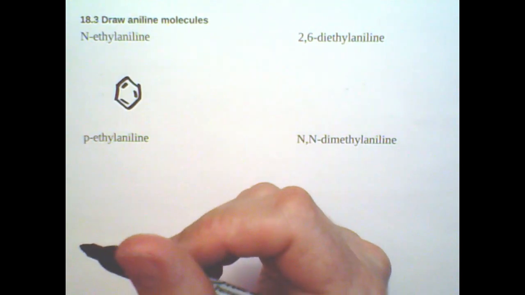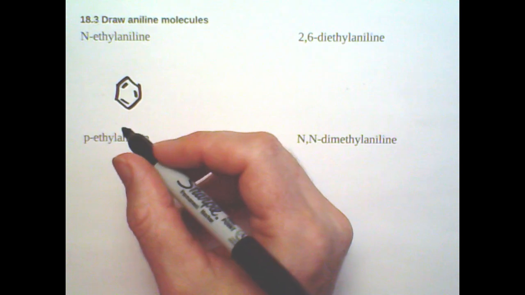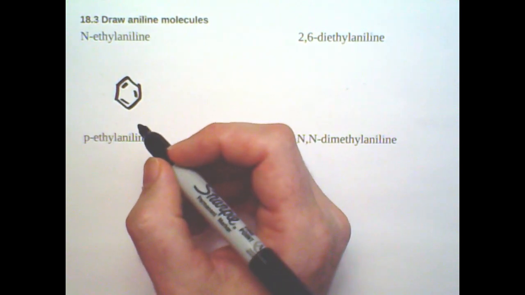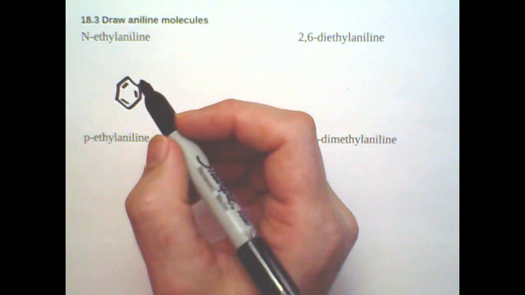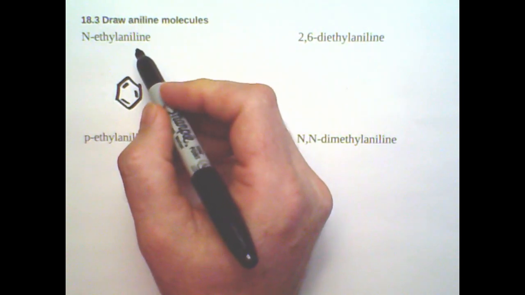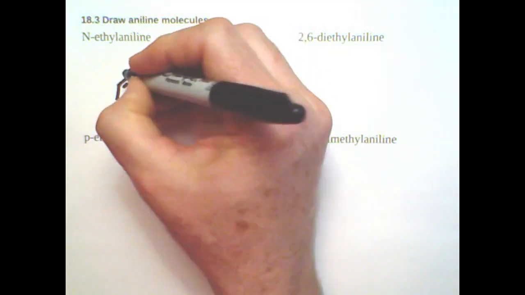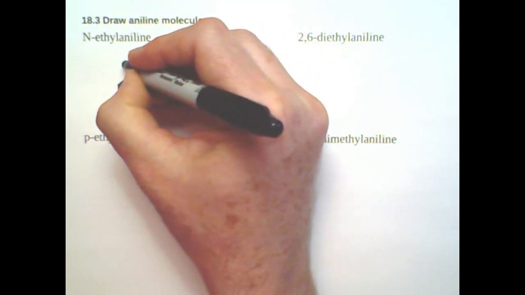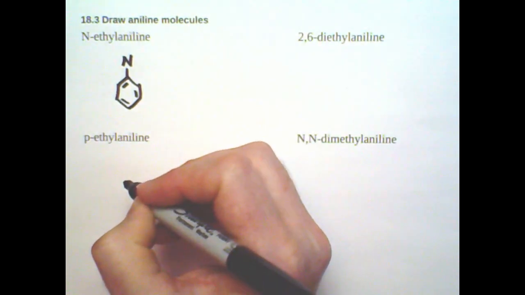Problems like these should be pretty familiar to you now. You read something like N-ethyl-aniline, and you should look for the root of the name. But you see aniline and say, I don't know what that is. So you do a web search for aniline, and you discover that it's a benzene ring with an amine attached.